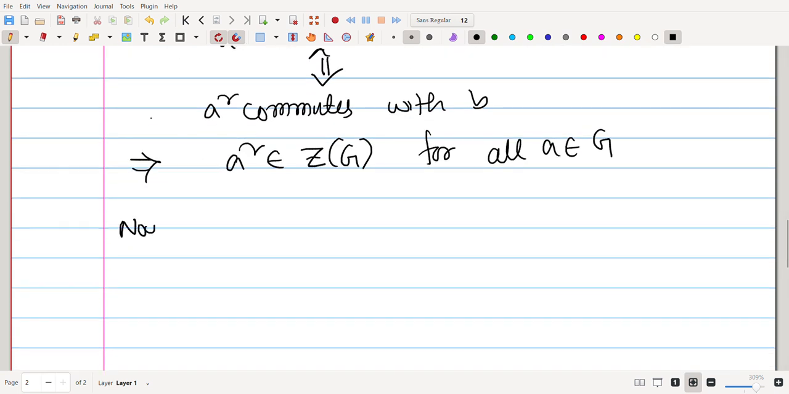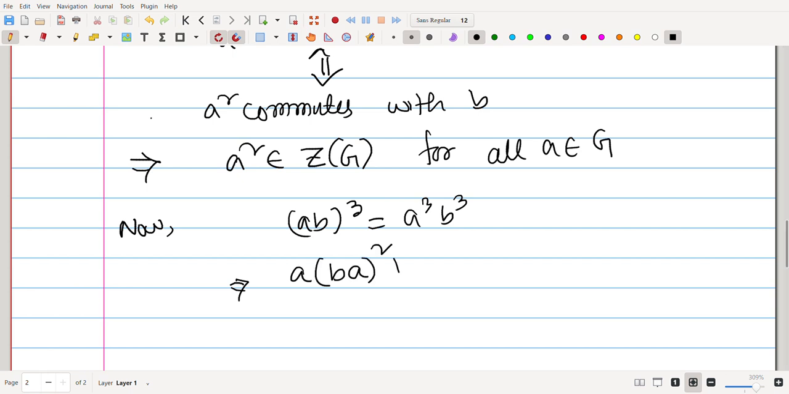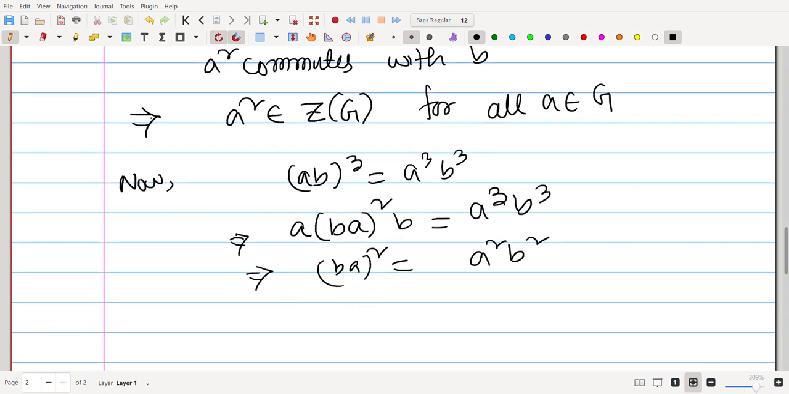Now we have (AB) cube equal to A cube B cube, which implies that AB equals A cube B cube. That means BA square equals A square B square. Now A square belongs to the center of G, so that will imply A square B square equals B square A square, because they are commuting.